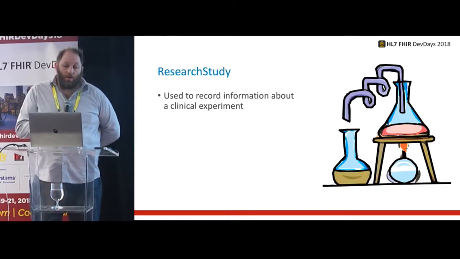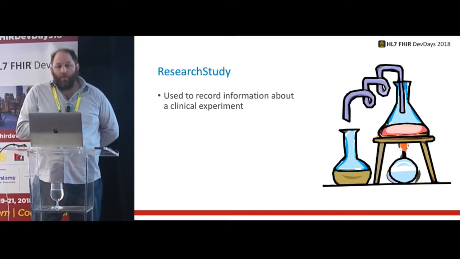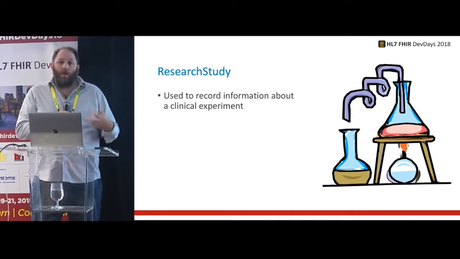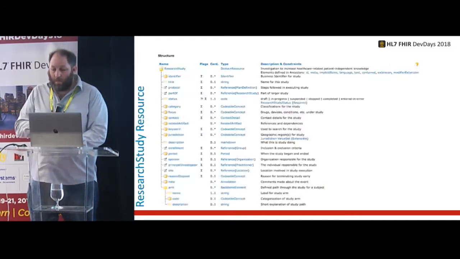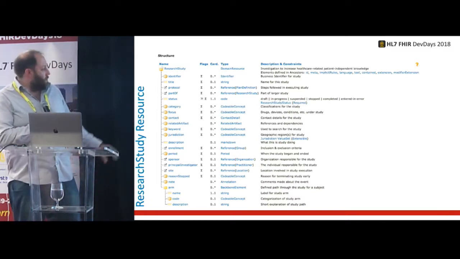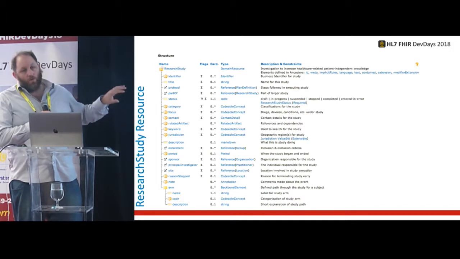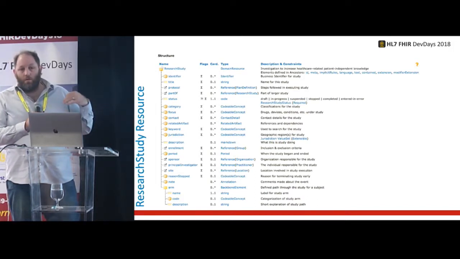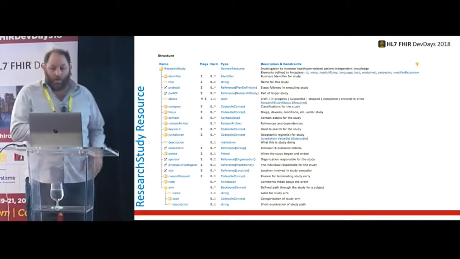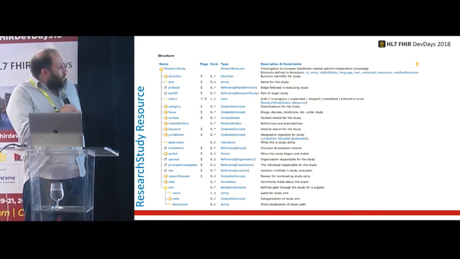So the first one we're going to look at is the research study. It's obviously capturing the information about the study. So if you were to take a protocol, this is what you would get out of that. I don't know how well that's going to show up, but it's pretty good. The research study and research subject are actually under more active review, so there's a couple of differences between the two levels. So I've got both copies here, but the key constituents are quite obvious.